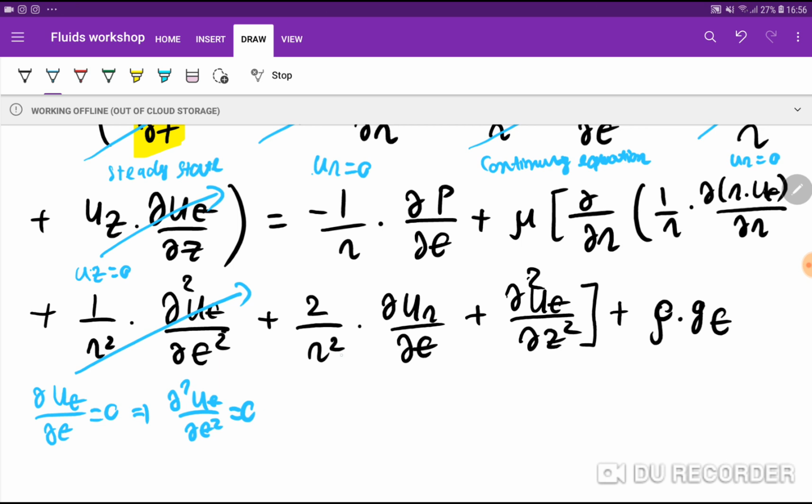Okay, this one cancels out because ur is 0. This one, does it cancel out? No, it does not. This one cancels out because there is no gravity effect. Because there's no gravity effect, g theta is 0. Because, you know, in all directions, g theta, g r, and g z are 0.